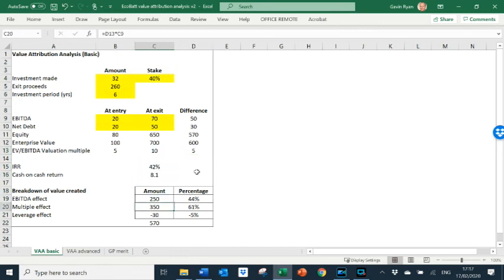And the leverage effect is simply the negative increase in debt. And if you take these three, they add up to 570, which is equal to the capital gain that I made. And so in this basic exercise, we can see that 44% of the value creation comes from growing the business, 61% comes from selling the business at a higher price than I bought it at, and -5% from the increase in debt. And that is a basic calculation in value attribution analysis.